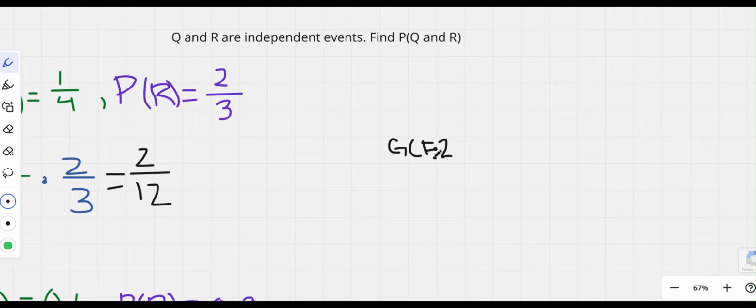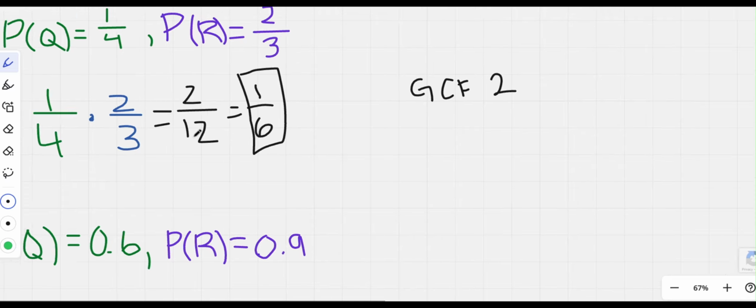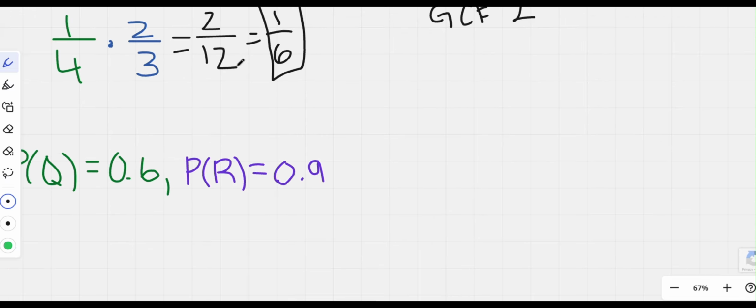And 2 divided by 2, let's just redo that all together. The greatest common factor is 2. So GCF is 2. 2 divided by 2 equals 1. And 12 divided by 2 equals 6. So our simplified fraction is 1 over 6. That is our answer for the probability of P of Q and R.